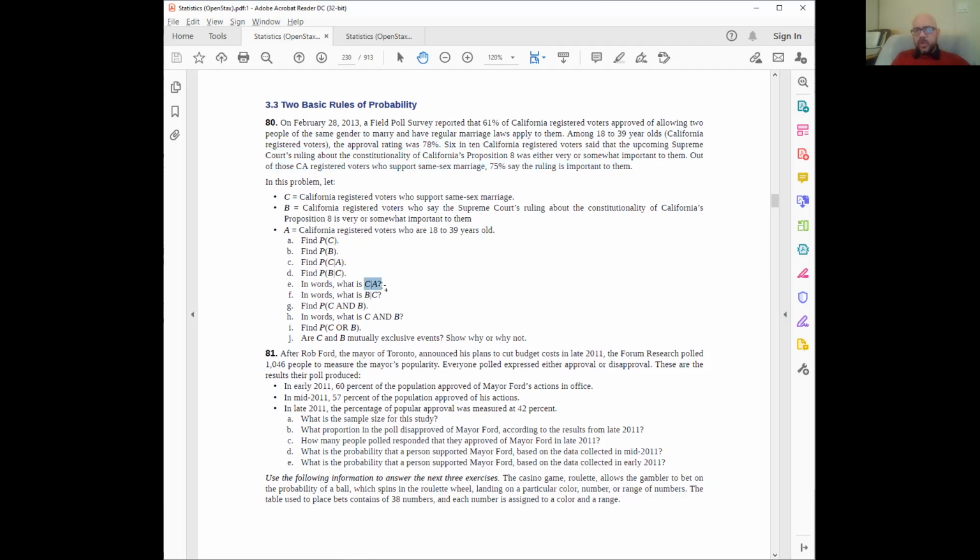What is C given A? Just in words, not a probability or a proportion, just what does this mean? So C is registered voters who support same-sex marriage. A is registered voters who are 18 to 39 years old. So that means that we are restricting ourselves to just A, and then within that, looking at C. So C given A is out of the registered voters who are 18 to 39, the ones that support same-sex marriage. B given C, that means we're restricting ourselves to just C. That is the registered voters who support same-sex marriage. And then within that, B is the ones who say that the ruling is important to them.